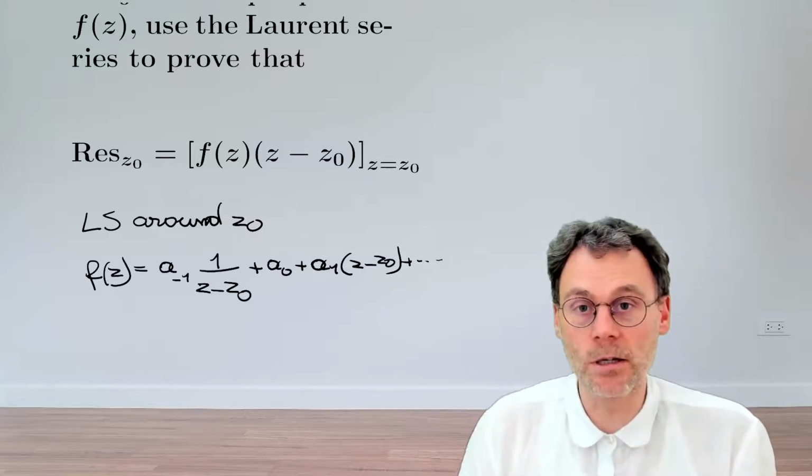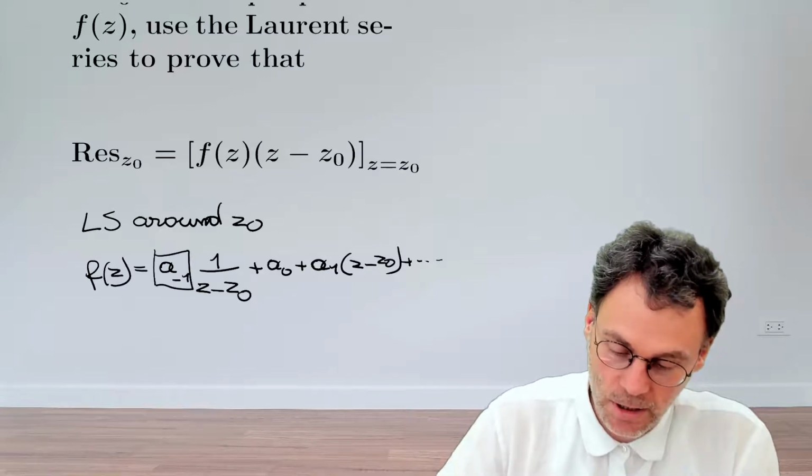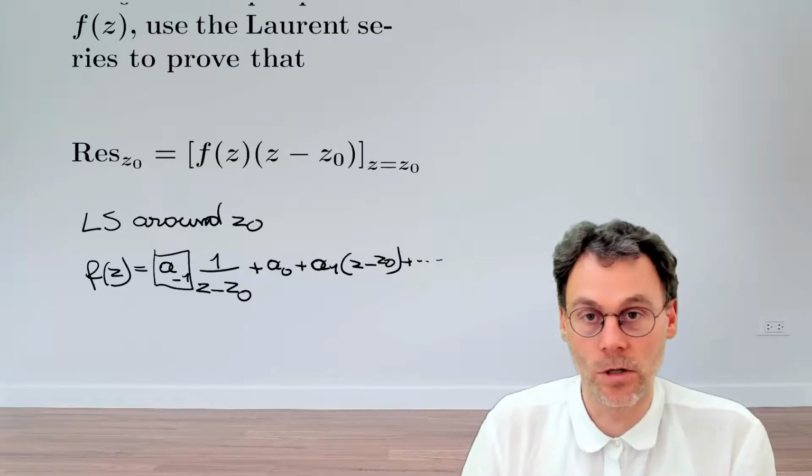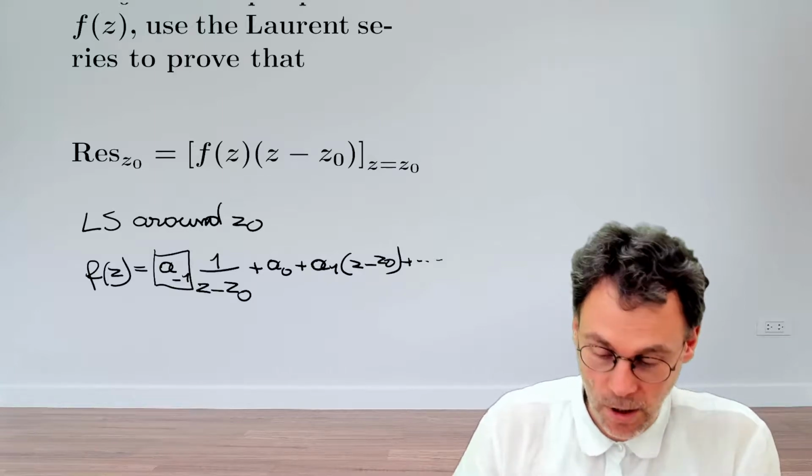So what are we interested in? We're interested in a sub minus 1 here, because that coefficient is actually the residue. So this is what we should recover. So let's see if we can recover that using our recipe.